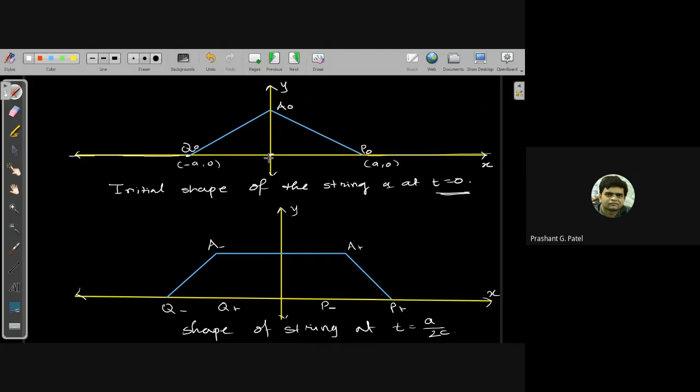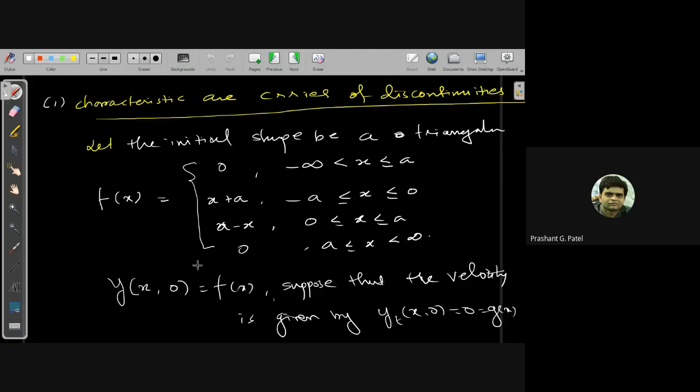What is the situation here? This function is not differentiable at 3 points. That means it is not differentiable here, at this point, and at this point, because there is a corner in the string. So that is the situation you can observe, and we will see what the solution will be for this function.